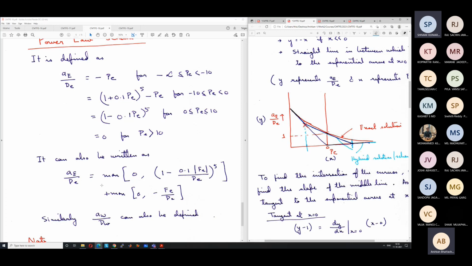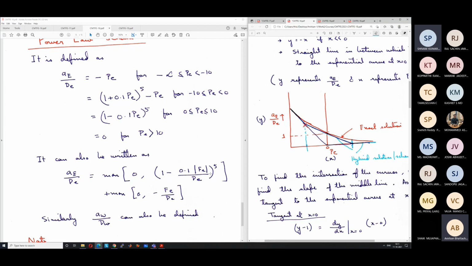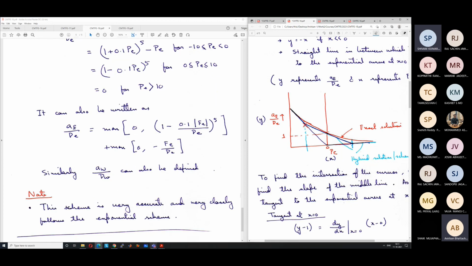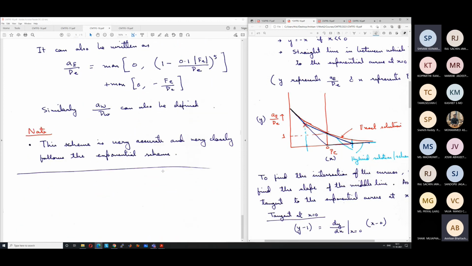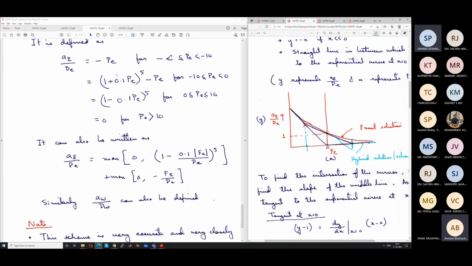And AE can then be written as maximum of 0, 1 minus 0.1 absolute value of Fe, to the power 5, plus maximum of 0, minus Fe. Similarly, AW by DW can also be defined. And this is a very accurate scheme and very closely follows the exponential scheme. So we'll not go into derivation. This type of scheme can be derived by trying to minimize the error. By trying to minimize the error, you can also derive your own scheme.